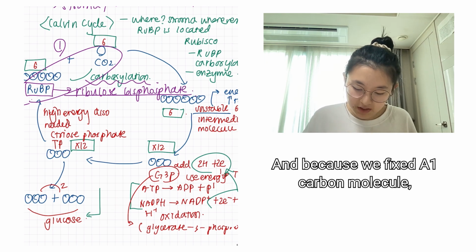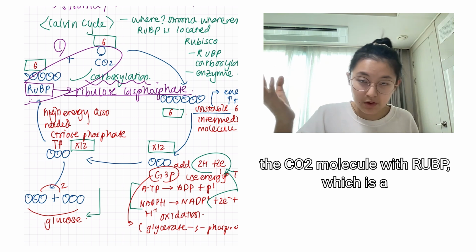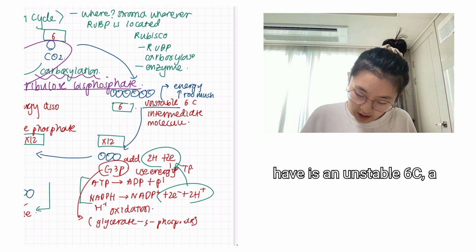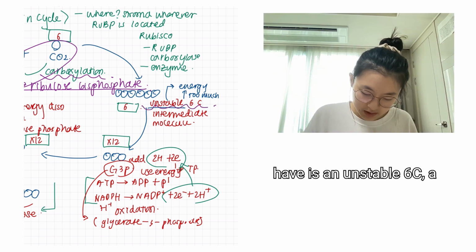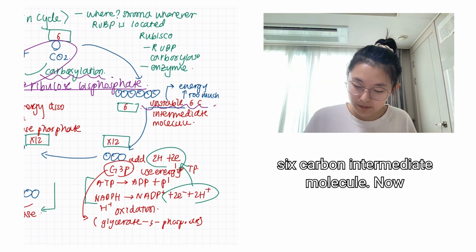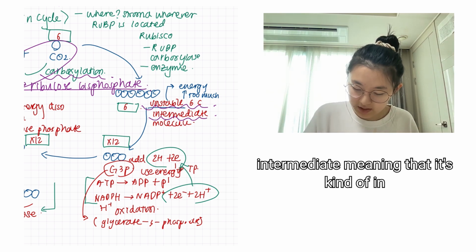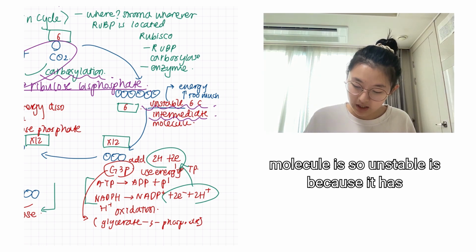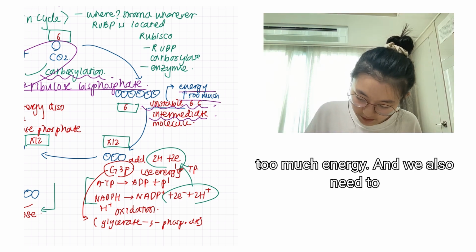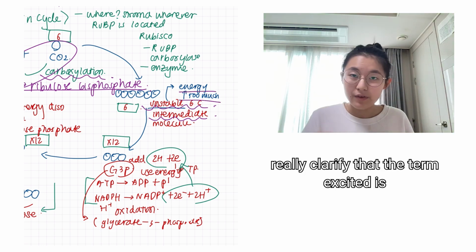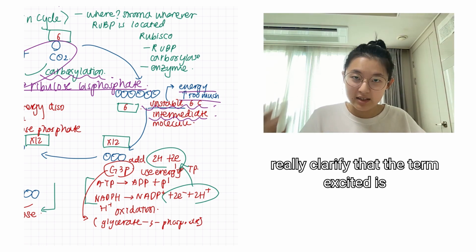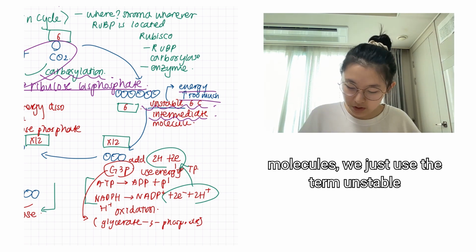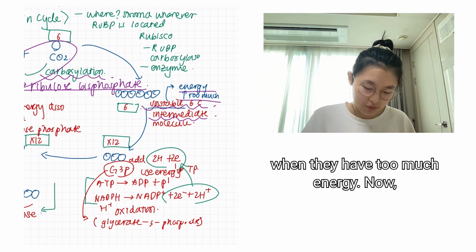Because we fixed a 1-carbon molecule, the CO2 molecule, with RuBP, which is a 5-carbon molecule, we're going to have an unstable 6C, a 6-carbon intermediate molecule. Intermediate meaning that it's kind of in between stages. And the reason why this molecule is so unstable is because it has too much energy. We also need to clarify that the term excited is used to represent the state of electrons having too much energy, but for other molecules, we just use the term unstable when they have too much energy.